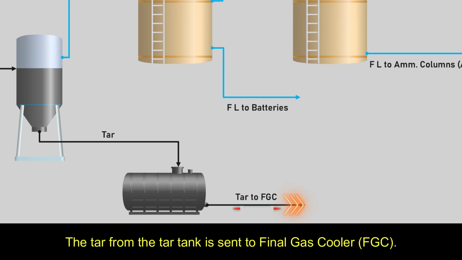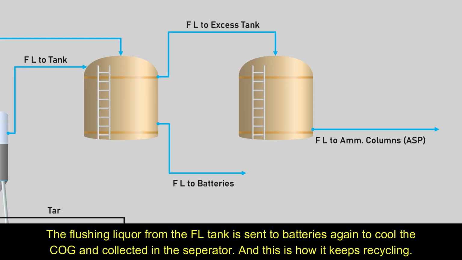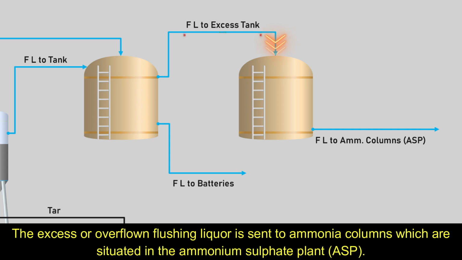The tar from the tar tank is sent to the final gas cooler. The flushing liquor from the flushing liquor tank is sent to the batteries again to cool the coke oven gas and is collected in the separator. And this is how it keeps recycling. The excess or overflown flushing liquor is sent to ammonia columns, which are situated in the ammonium sulfate plant.